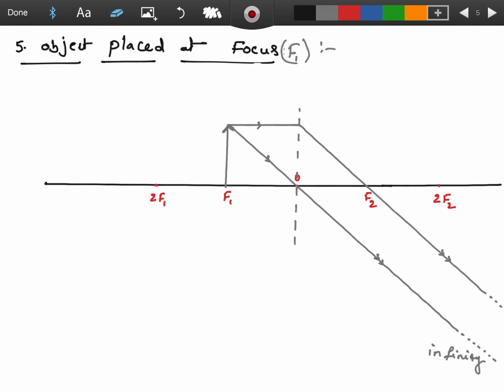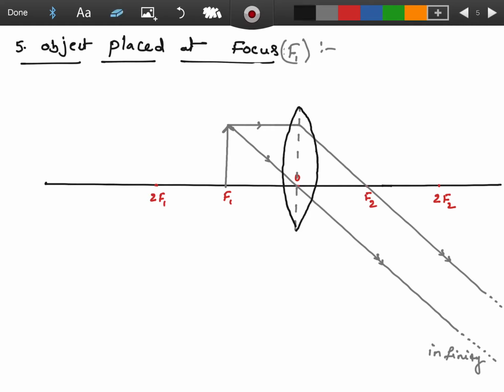After this, what do you have to draw? You have to complete the lens. Complete the convex lens. Draw neatly, students. Here on the screen I am unable to draw properly. Anyhow, you draw it properly.